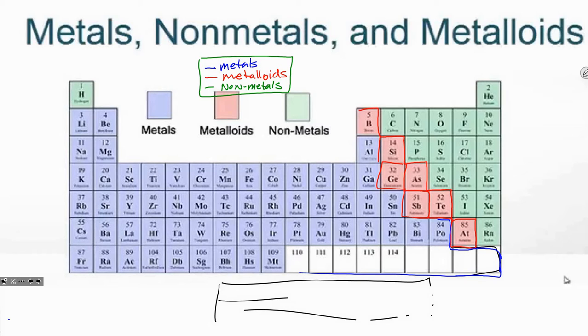So boron, silicon, arsenic, tellurium, astatine, antimony, and germanium. Okay, the staircase plus 2 supporters, germanium and antimony.